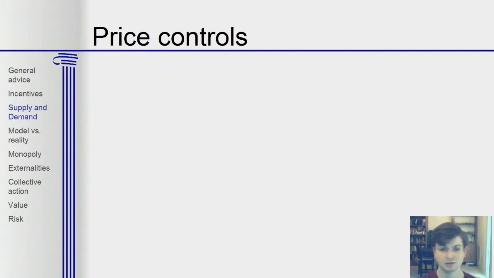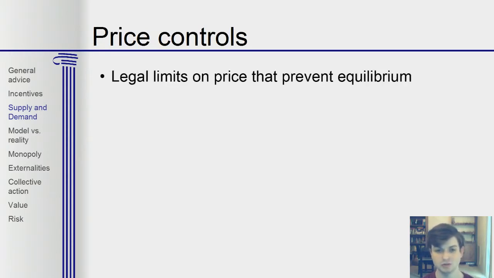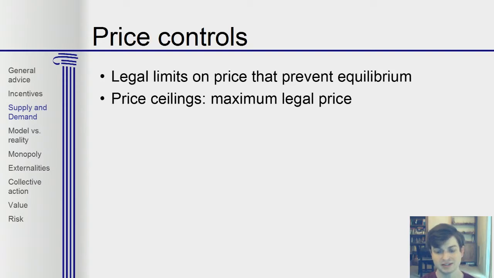So, it's now worth talking about price controls. Price controls are when there's some rule that prevents the price from moving as it normally would. So, price ceilings are the most common kind. This is essentially a law or some other rule that says that the price cannot go above a certain amount, right? Rent control reduces the maximum price of apartments. In the 1970s, there were maximum prices on oil.